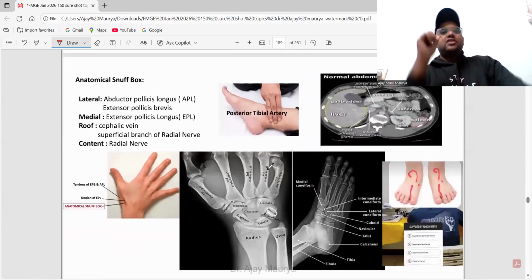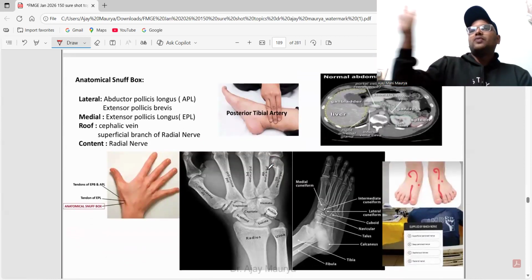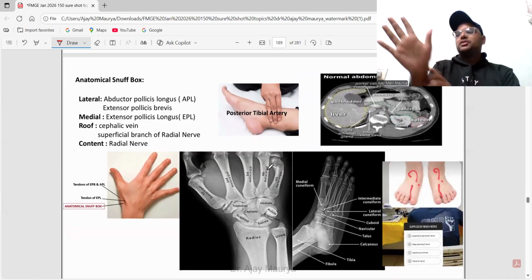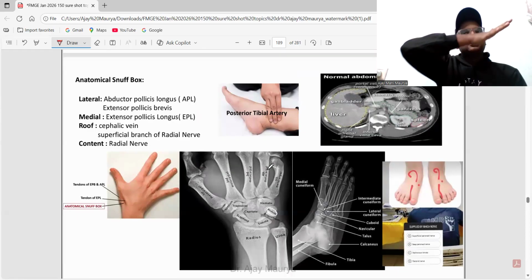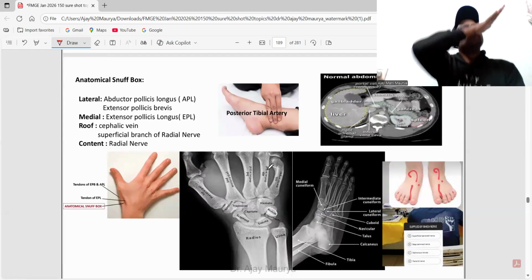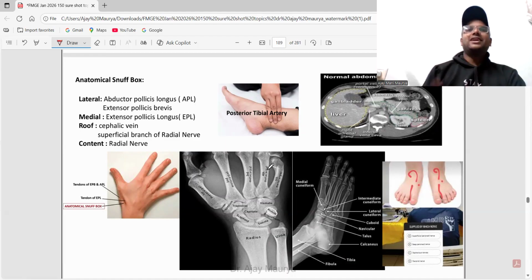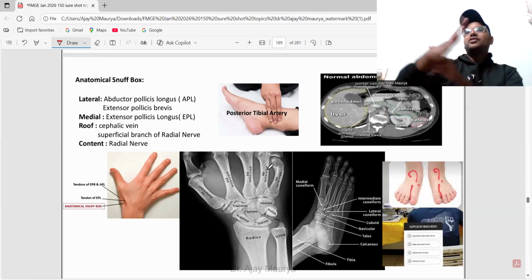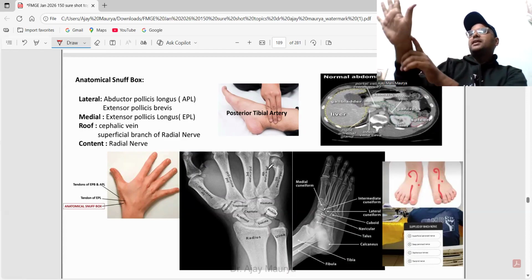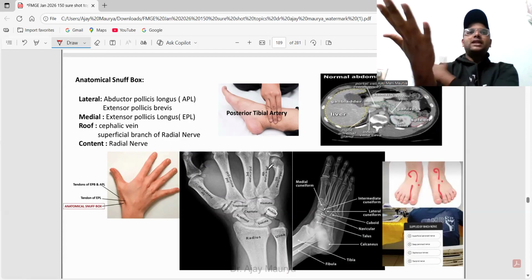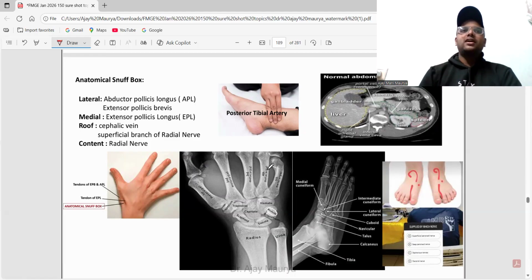So this is the anatomical snuff box. Why is it called snuff? In ancient times they would put morphine here and sniff it. That's why it is called the anatomical snuff box. Just take out your snuff box here. This is the lateral side, this is the medial side. Now what is on the lateral side? There is the abductor pollicis longus, and the extensor pollicis brevis.